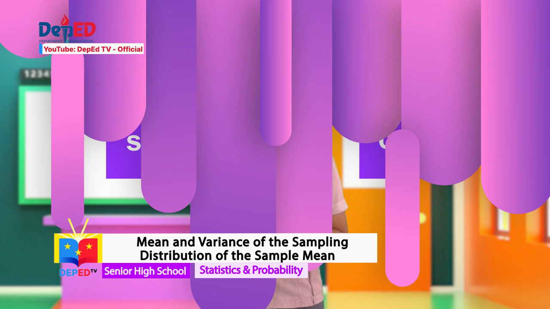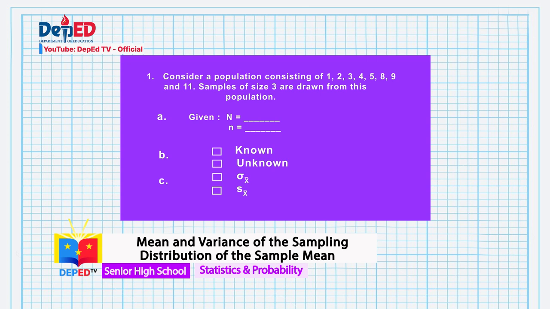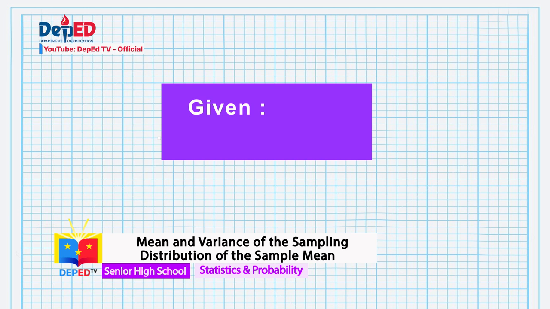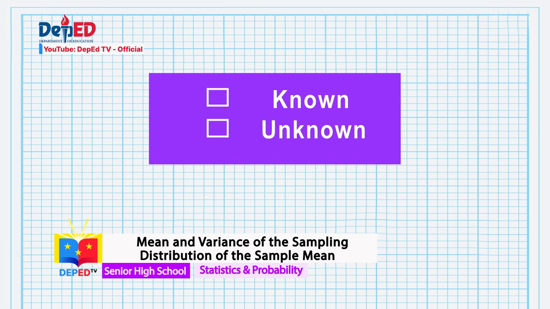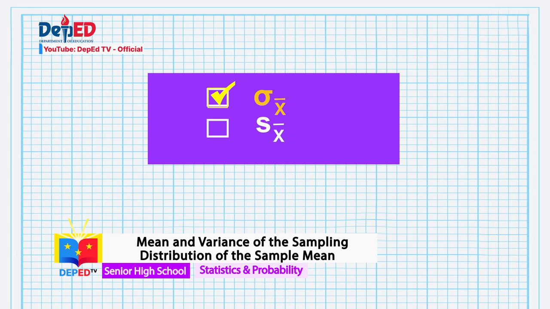Let's start. First item, consider a population consisting of 1, 2, 3, 4, 5, 8, 9, and 11. Samples of size 3 are drawn from this population. If your answer is the size of the population is 8 and the size of the sample is 3, then your answer is correct. Although the value of the variance is not given, you can still determine the population mean and the population variance of the data using the given formulas, respectively. So this situation is an example of sampling distribution when the variance is known. So if your answer is known, then your answer is correct. Since the population variance can be calculated, if you tick the first box, then your answer is correct.